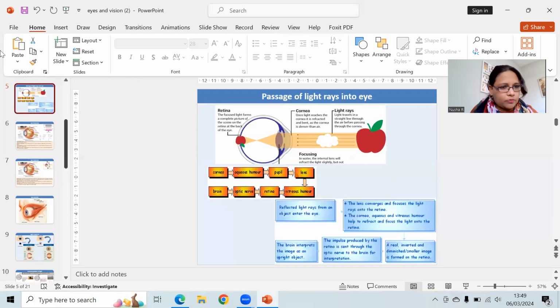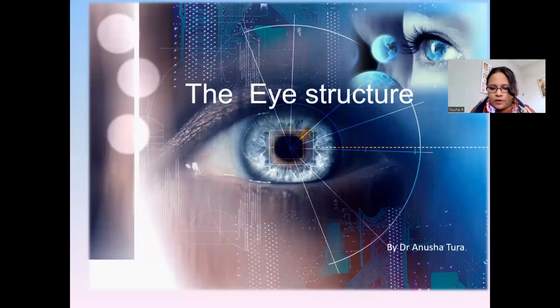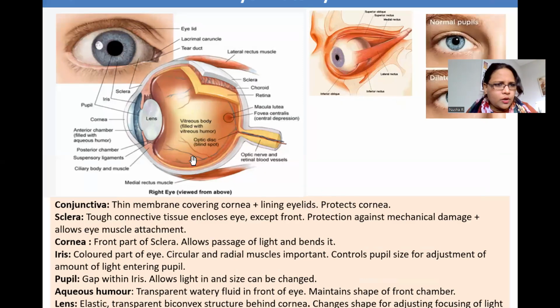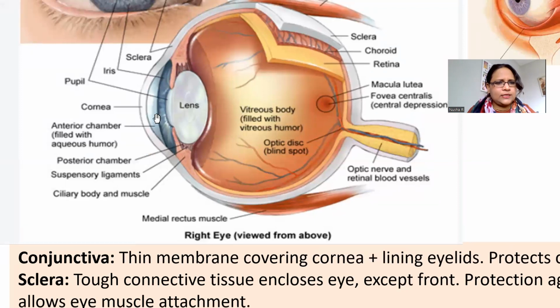So let's see, we were looking at conjunctiva, iris, pupil. How about the aqueous humor? So the aqueous humor in this picture is this. It's a little chamber. It's full of transparent watery fluid that fills the front part of the eye, just after the cornea. And the purpose of this, as you can already guess, is to maintain the shape of the front chamber of the eye.